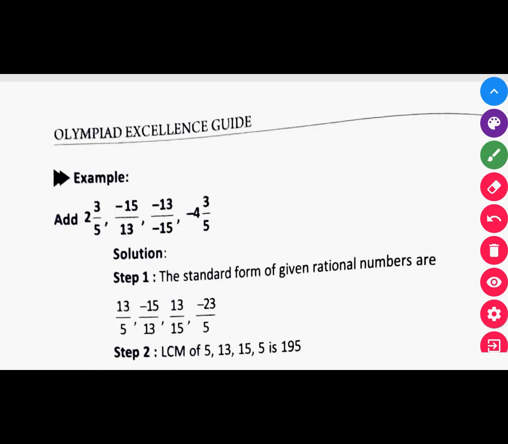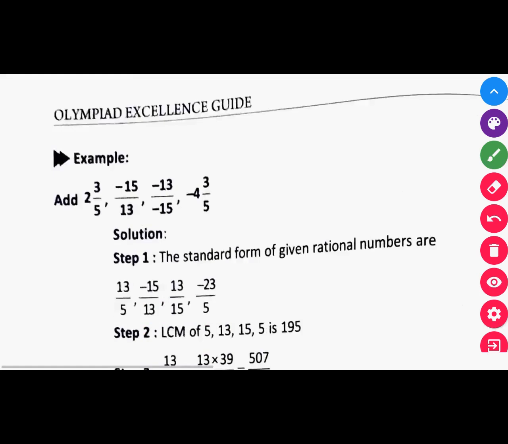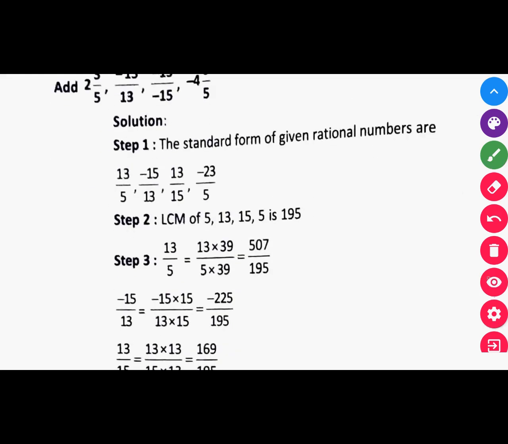These are the four numbers. Now what do we have to do? We have to calculate first the LCM of all the four denominators. So it is 195. Now for the denominator to be 195, we have to multiply the first rational number by the number 39.